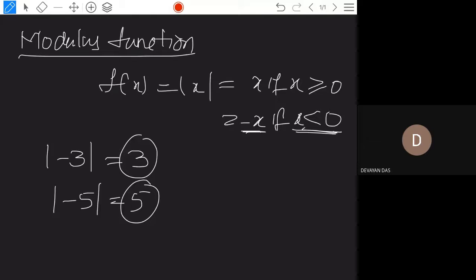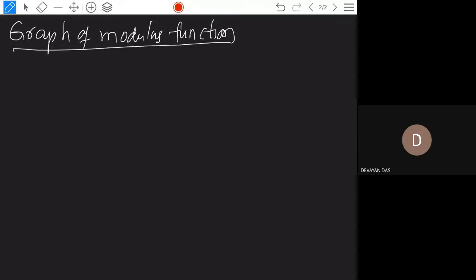Now let us see the graph of the modulus function. How will the graph of the modulus function be? Let us see. Whenever you see it, the graph of this modulus function will be like this. See here, it is an easy task if you take it like this.